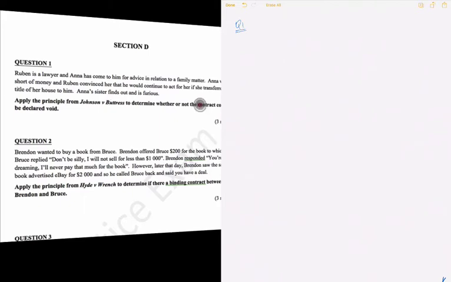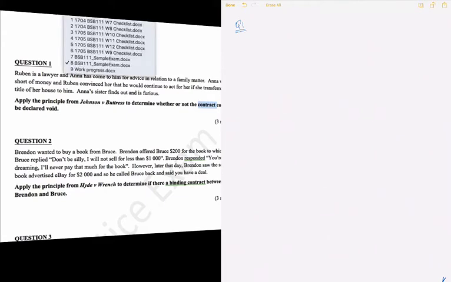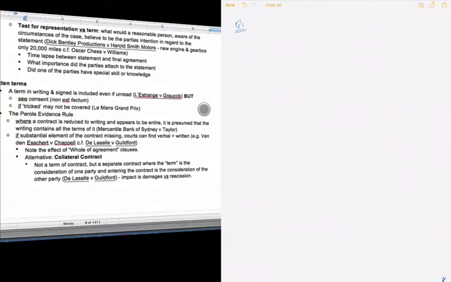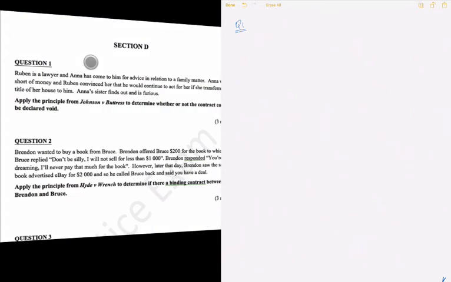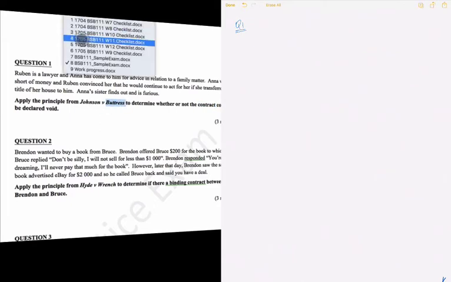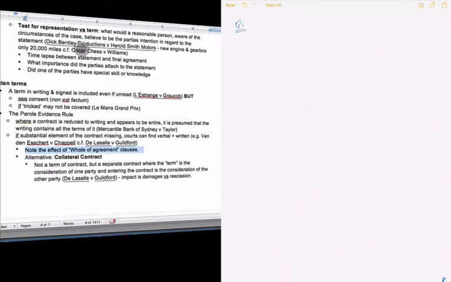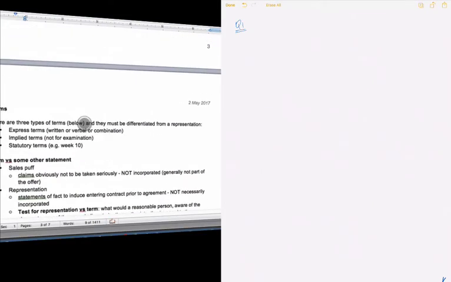So our first clue in this particular case is that we're told we've got to decide whether or not the contract could be declared void. So hopefully you'll know that this has to be a contract question, okay? That's coming from the question itself. You'll also notice that what we have here is a case that will help us identify where it's from, Johnson and Buttress.